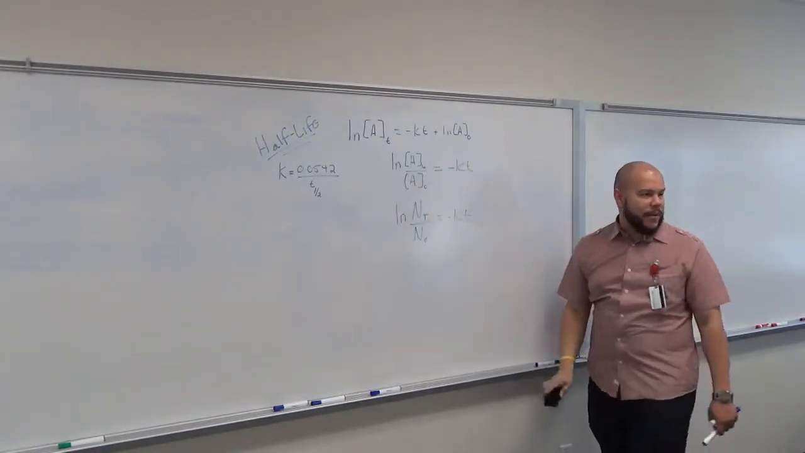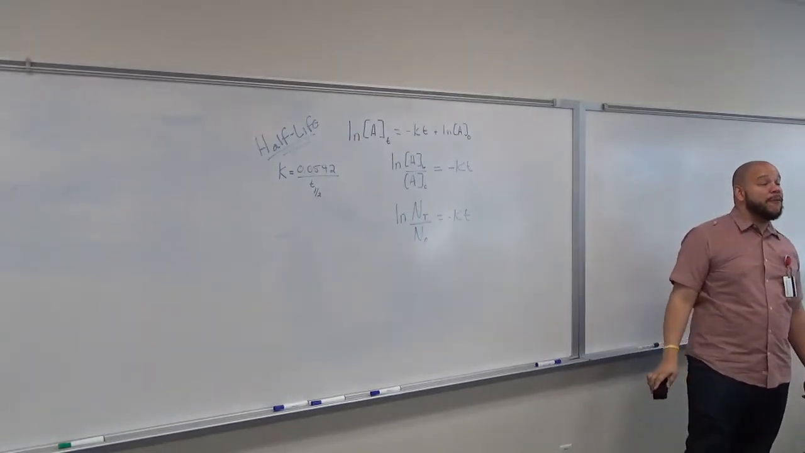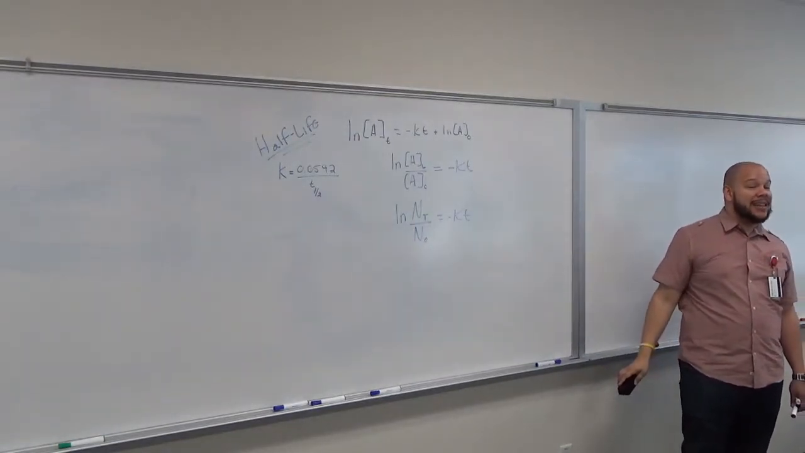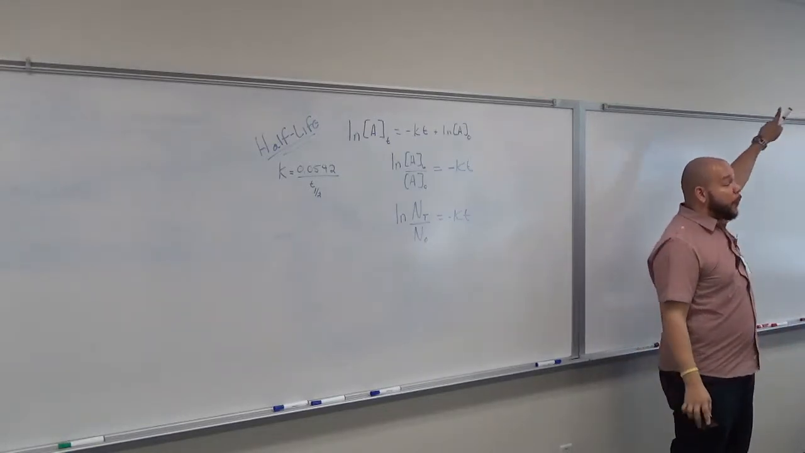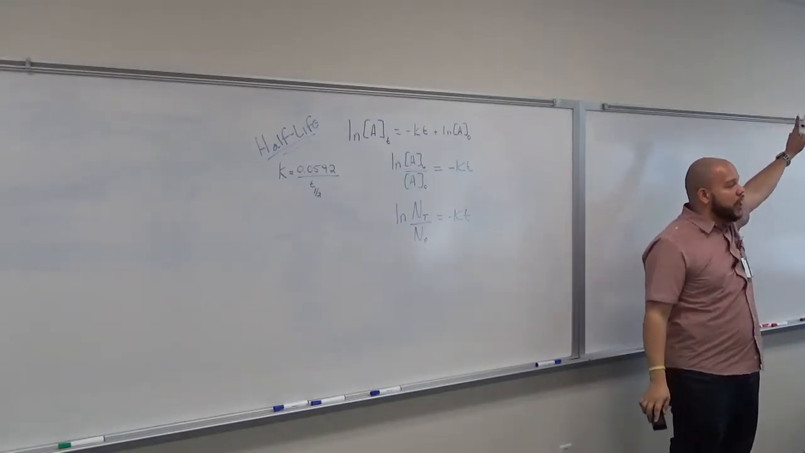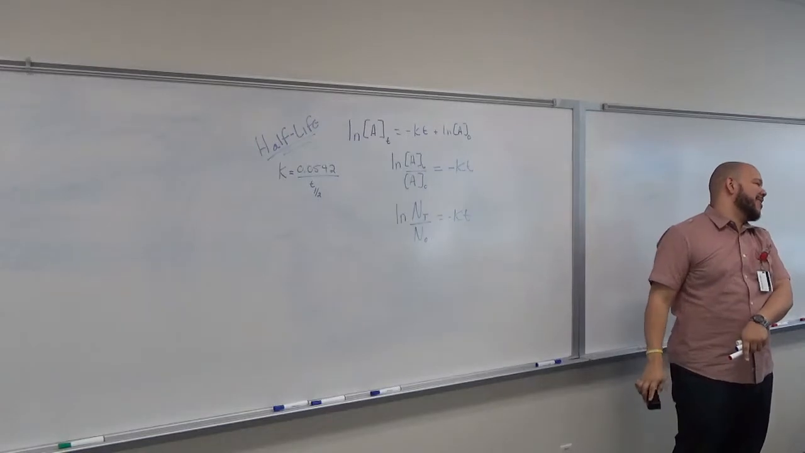Here's the problem with carbon dating. Carbon 14's half-life is actually not that long, which means that if you go super far, if something is really, really old, then there's not enough carbon 14 left to date.